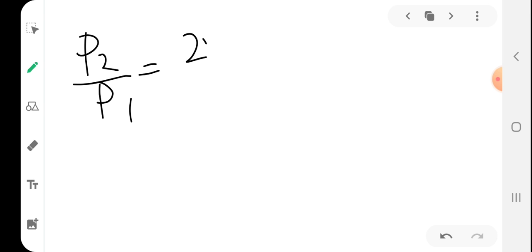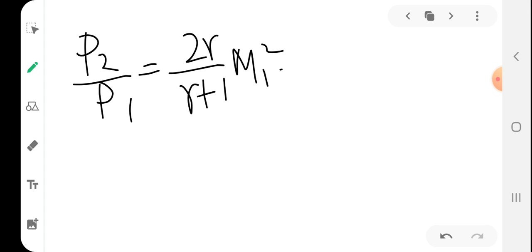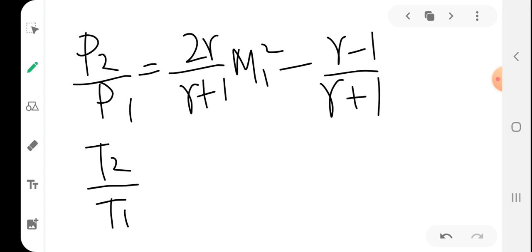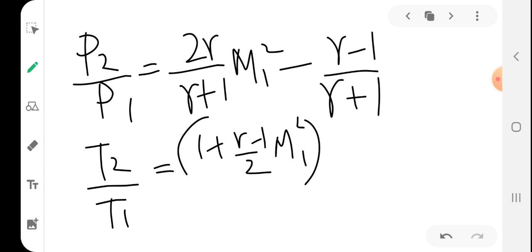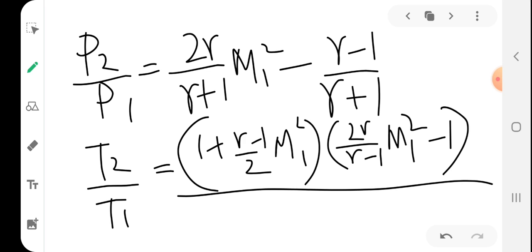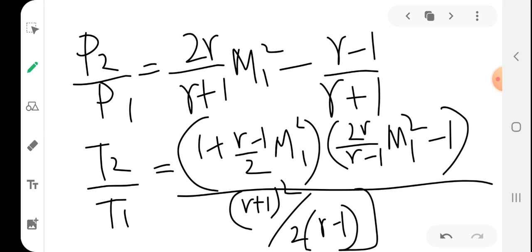Okay, then we have written the equation for pressure ratio. P2 by P1 is equal to 2 gamma by gamma plus 1 M1 square minus gamma minus 1 by gamma plus 1, right? And also temperature ratio. This is pressure ratio, and temperature ratio is T2 by T1 is equal to 1 plus gamma minus 1 by 2 Mach 1 square into 2 gamma by gamma minus 1 Mach 1 square minus 1 whole divided by gamma plus 1 whole square by 2 gamma minus 1 into M1 square. Okay.